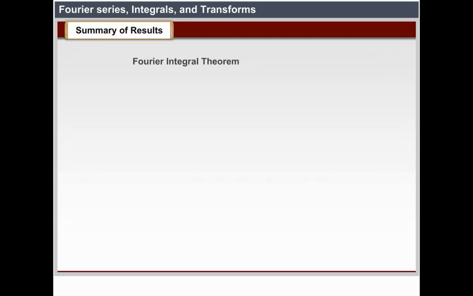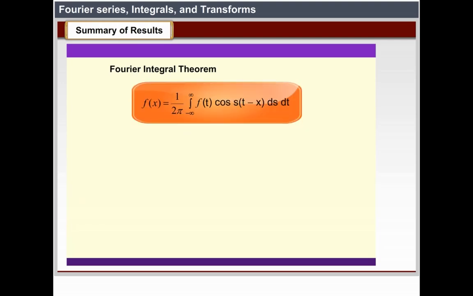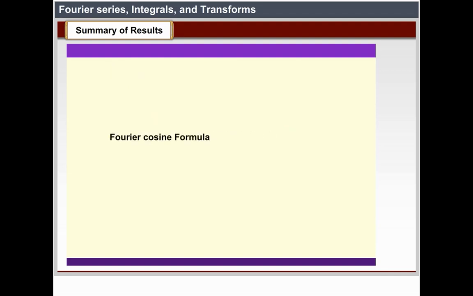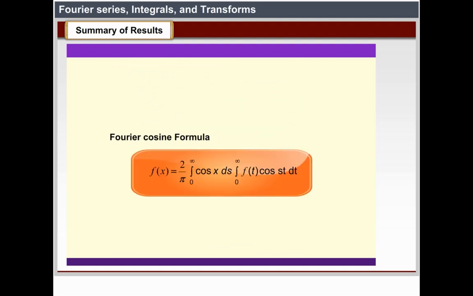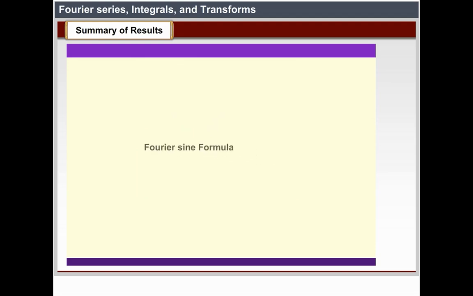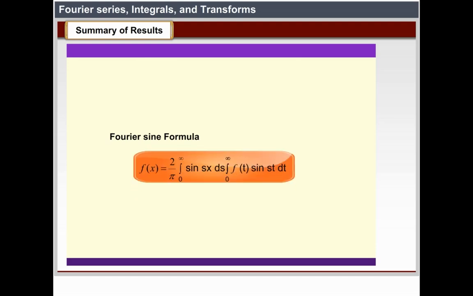Summary of results: Fourier integral theorem. f of x equal to 1 by 2 pi integral minus infinity to plus infinity f of t into cos s of t minus x into ds into dt. Fourier cosine formula: f of x equal to 2 by pi integral 0 to infinity cos sx into ds integral 0 to infinity f of t into cos st into dt. Fourier sine formula: f of x equal to 2 by pi integral 0 to infinity sin sx into ds integral 0 to infinity f of t into sin st into dt.